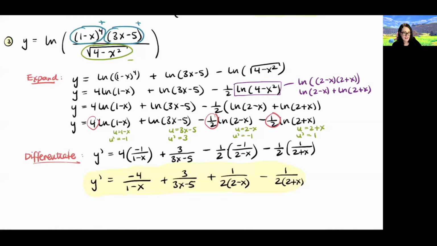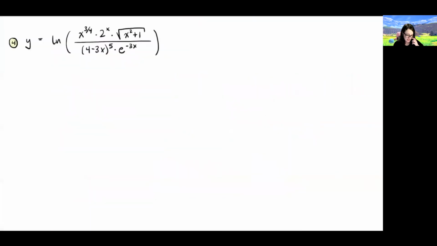Okay, I've got one more example with expanding and then differentiating, and it's another monstrosity. There's a lot of good stuff here. A very intimidating thing to find the derivative of. If I showed you this on the first day of class, you would probably have been very scared, maybe even dropped the class and ran away. We're going to find the derivative of this thing.